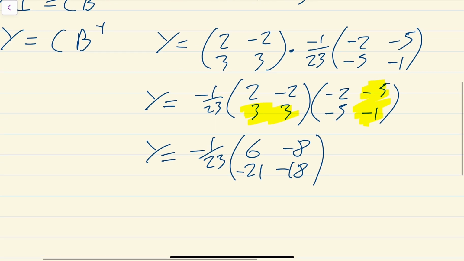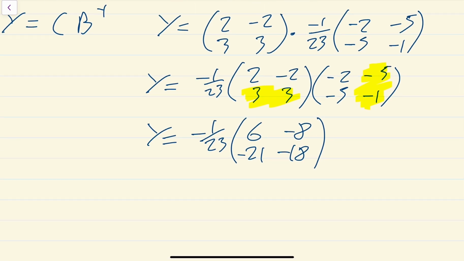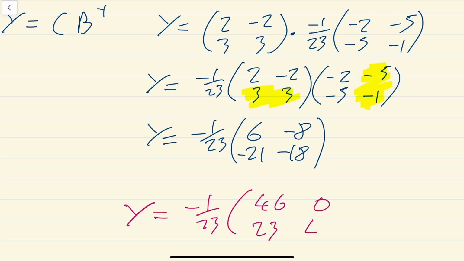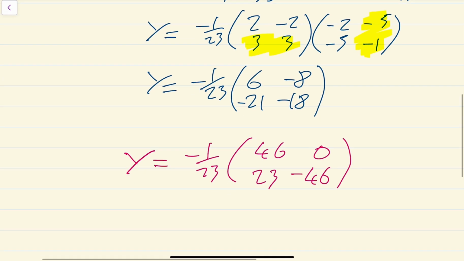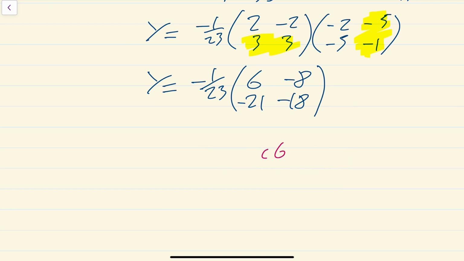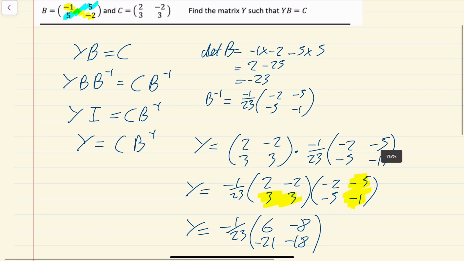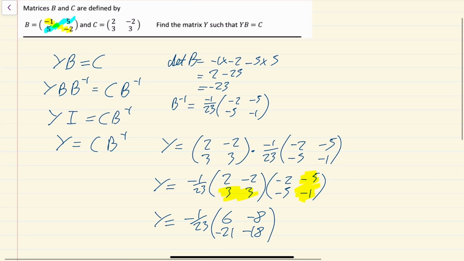Now have a look and see if, in an ideal world, these things would be divisible by 23. Maybe you'd say Y is equal to minus 1 over 23 times 46, 0, 23, and so on, and I could multiply in the minus 1 over 23. I don't think it's going to make it any better, so I'd leave it as it is. And there you have it. Done.